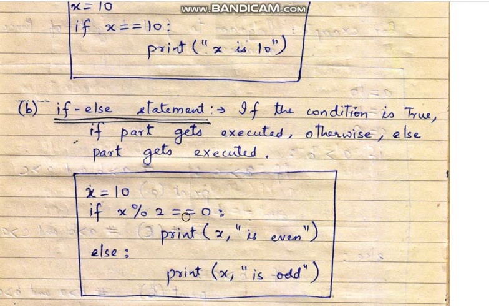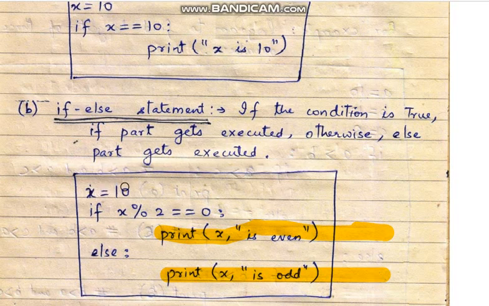And if this particular condition is false, then the else part would get executed, and this statement will get executed, which prints the value of x is odd. We have to take a note that either this statement or this statement will get executed, not both of them. For example, when x equal to 10, x modulus 2 double equal to 0 is true, so it will print 10 is even. However, if x would have been 5, then 5 modulus 2 is 1. 1 double equal to 0 is not true, so the else part would get executed and it would print 5 is odd. I hope you understand these things.